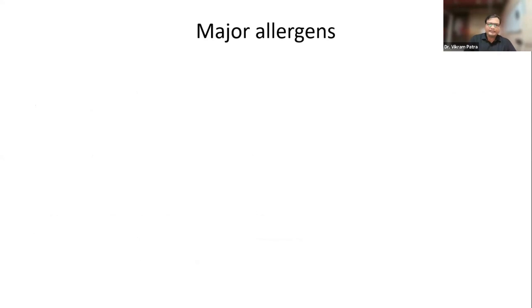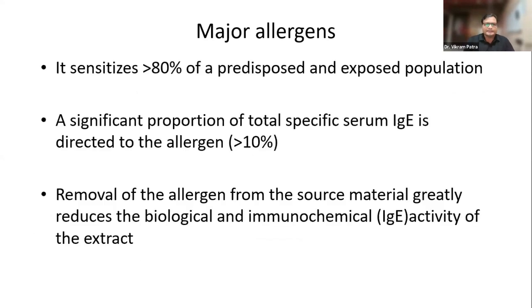So I was talking about the major allergens and the minor allergens. So what are these basically? So what is a major allergen? Allergens are present everywhere. So if we take a pool of patients, those who are sensitized to the allergen. So major allergen components sensitize more than 80% of a predisposed and exposed population. A significant proportion of total specific serum IgE is directed to the allergen, and removal of the allergen from the source material greatly reduces the biological and the immunochemical activity of the extract.